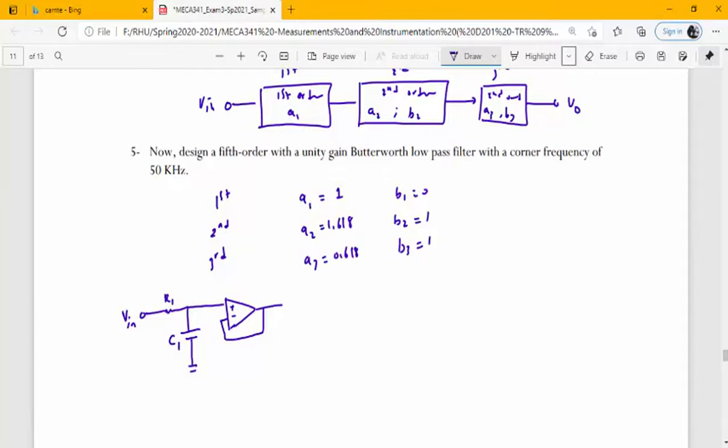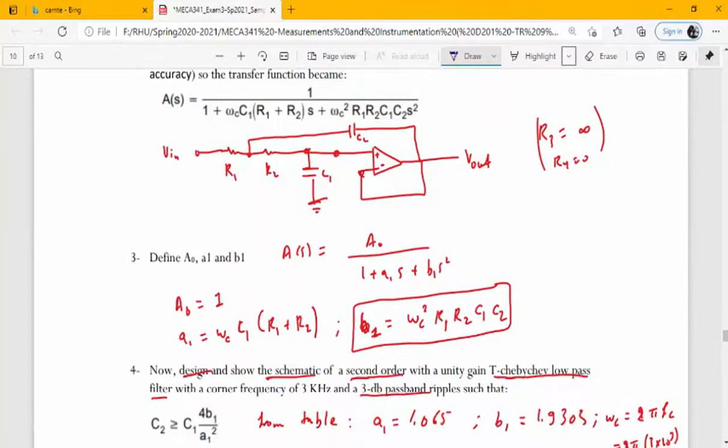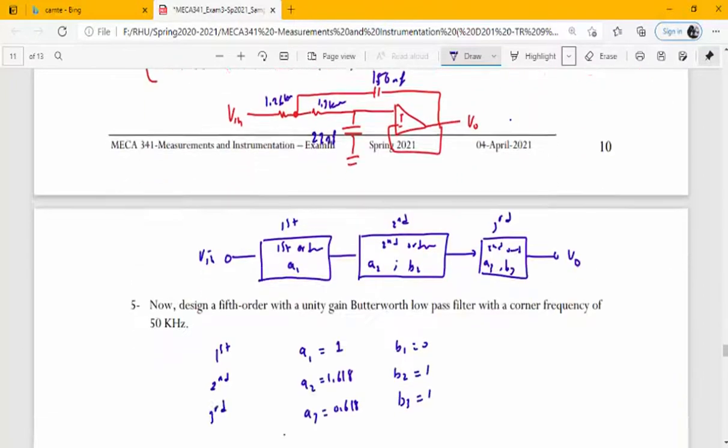You have A1, and you have the relation A1 to R1, C1. We did this already on the first part. Now this first part is cascaded with the second order. The second order design is given by that. This is the design and this is the transfer function. We can use it.